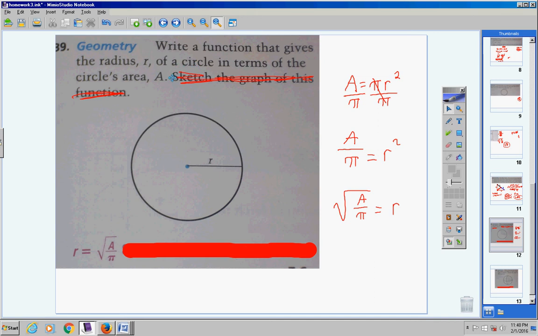Look, guys, this would make a great test or a quiz question right here. So make sure you understand this. When I ask you to write a function that gives something in terms of something, this first something, if you will, that's what you want to get all by itself. So when it says r in terms of A, that means simply get r by itself with A over here.